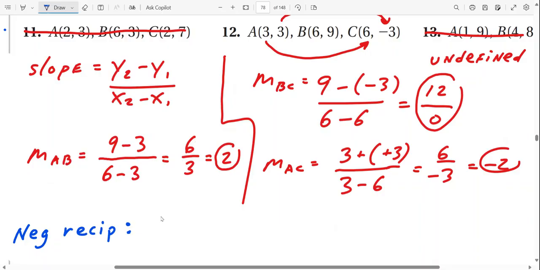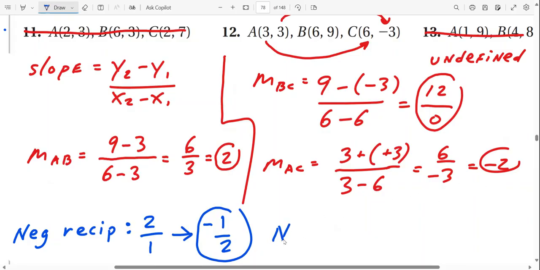All right, let's start with the 2. I can make that 2 over 1. And what's the negative reciprocal? 1 negative. Okay, very good. You flip it, which makes it 1/2, and you change the sign. This one is positive, so the new one's going to be negative. Does negative 1/2 match negative 2? No. So they are not perpendicular. Okay, I don't need to mess with the one that's undefined.